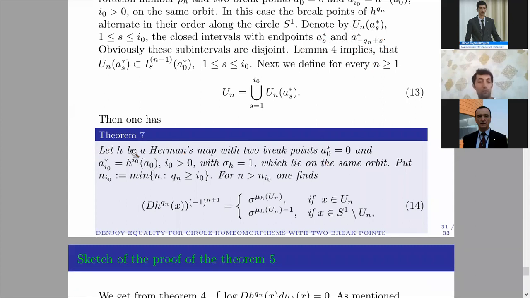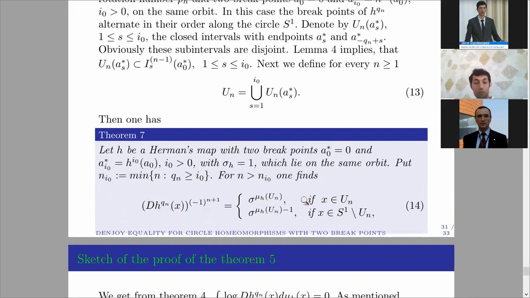Let me formulate our next main result. Let H be Herman's map with 2 breakpoints A0 and a I0 with total jump equal to 1, which lie on the same orbit. Then the derivative of H to the Qn is equal to these values when n is bigger than an I0.